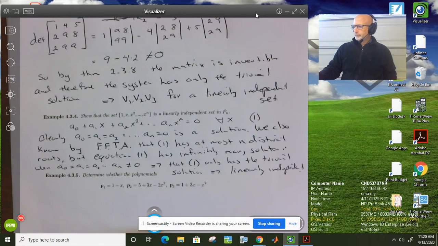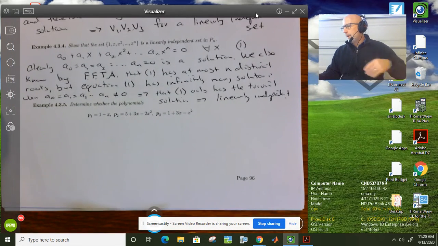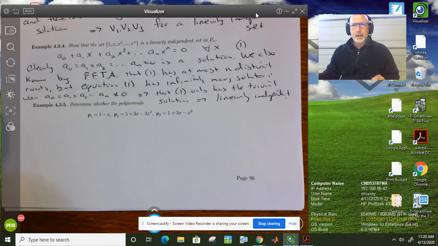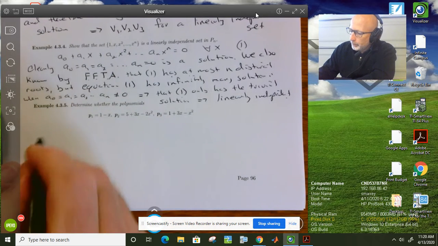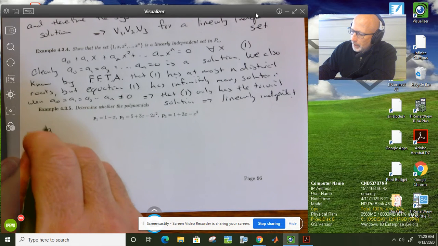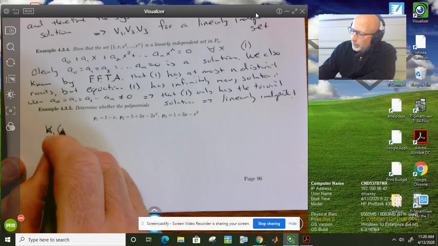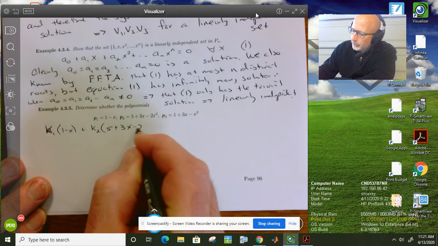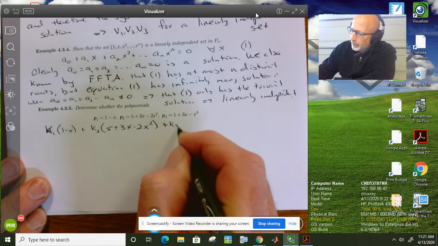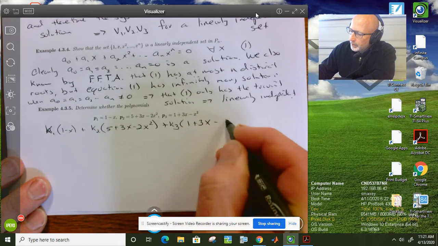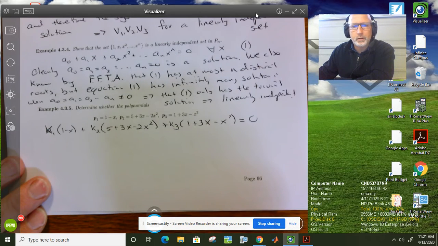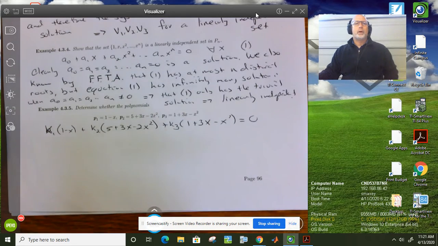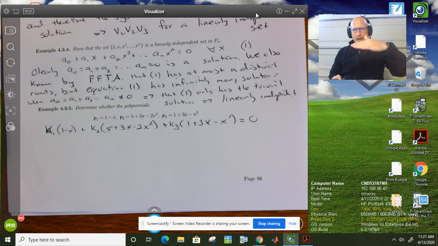Okay, next, determine whether the polynomials, and I left off some of the instructions, sorry about that, form a linearly independent set. So once again, I'm going to take k1 times (1 minus x) plus k2 times (5 plus 3x minus 2x squared) plus k3 times (1 plus 3x minus x squared), and I know that should be equal to 0. Same thing I'm doing as before. Distribute the k, group together like terms. Now this one's a little bit different, because you're going to have constants, x's, and x squared. So that's how I'm going to group them.